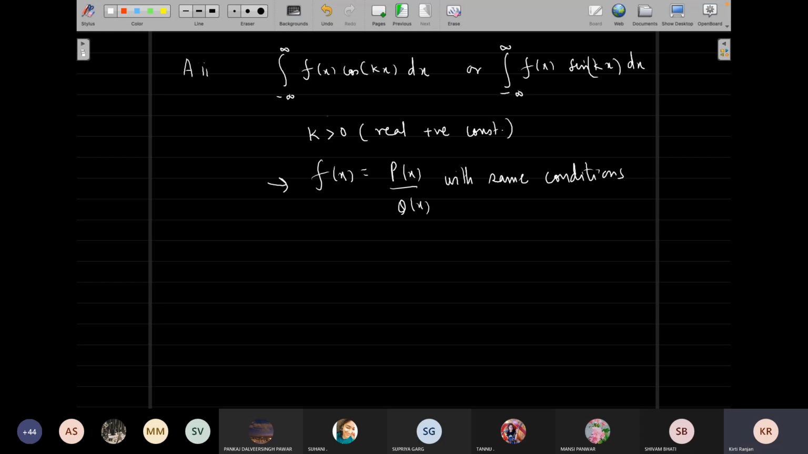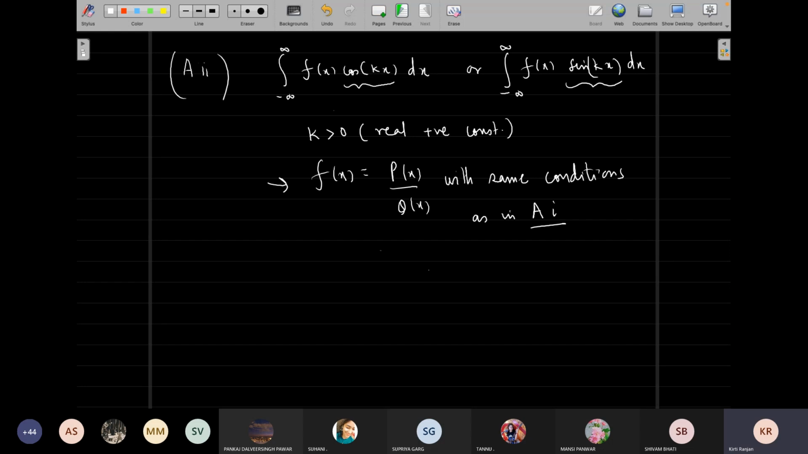Now, of course, what happens in this case, this cos(kx) or sin(kx) term is going to have a maximum value of +1 and a minimum value of -1. So this will always be bounded by plus or minus 1. And hence, whatever we said about the previous case, when we take this contour and let r tend to infinity, that will be taken care of. So f(x) is equal to p(x) over q(x) with the same conditions as in A1. That was the last one, A1. I am calling this A2.